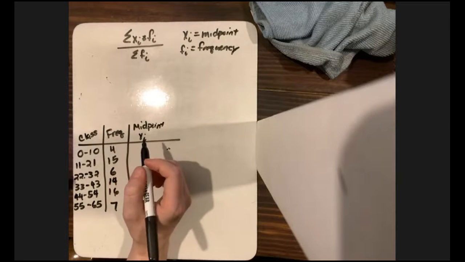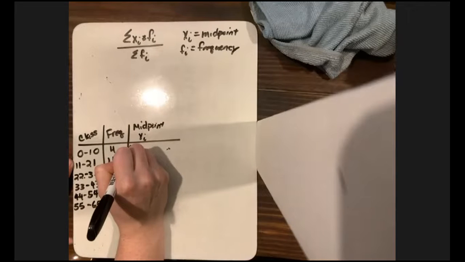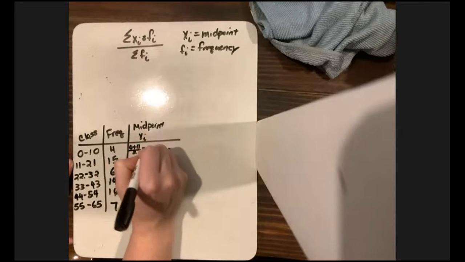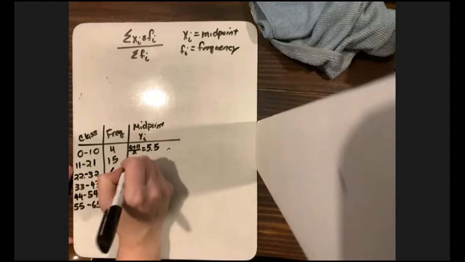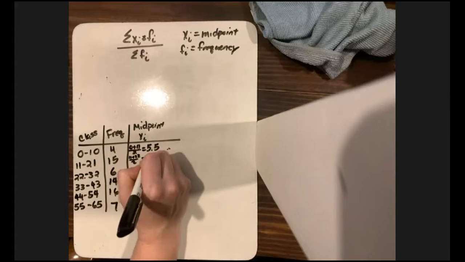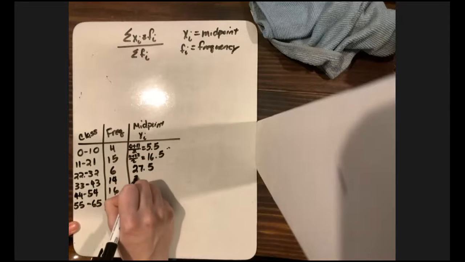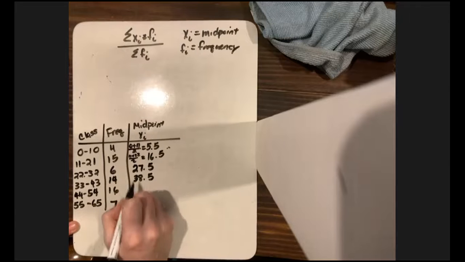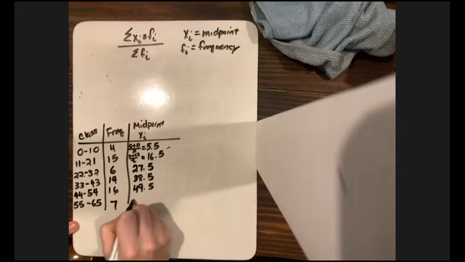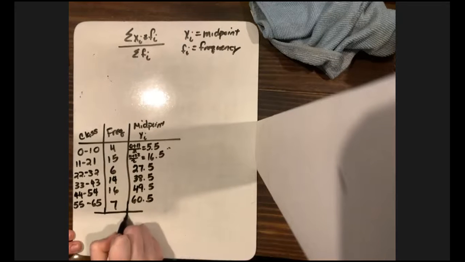Remember that in order to find our midpoint, we take the lower class limit, add the next lower class limit, and divide by 2. This is going to be 5.5. This next one would be 11 plus 22 divided by 2, which is 16.5. This one's going to be 27.5, 38.5, 49.5, and 60.5.